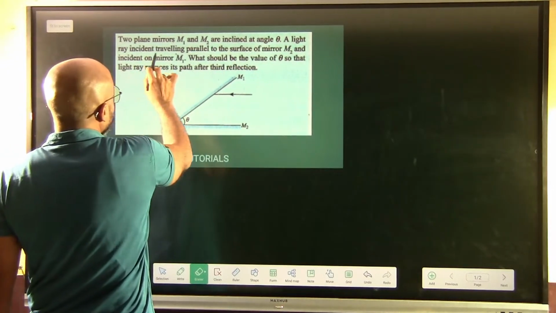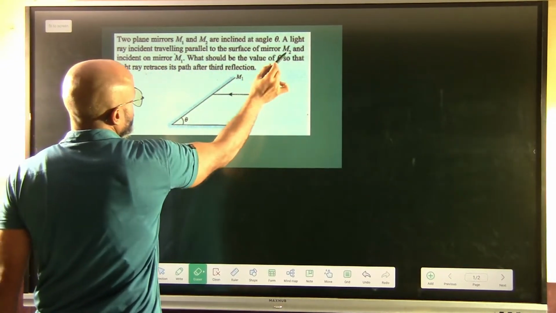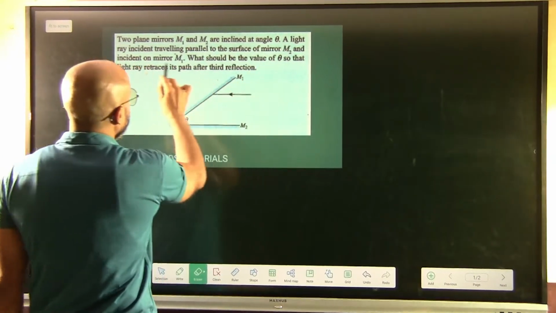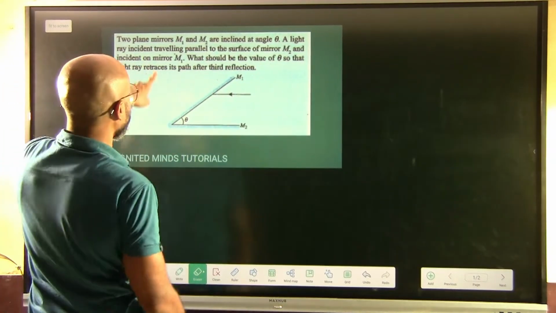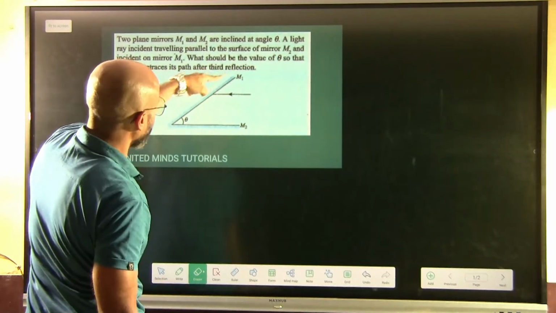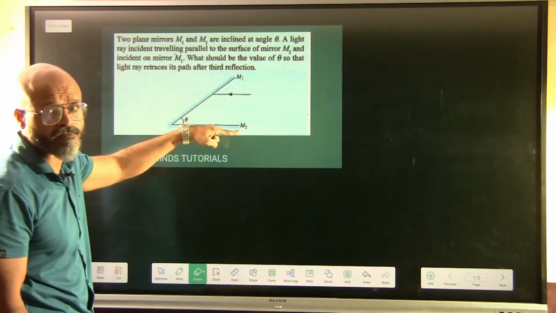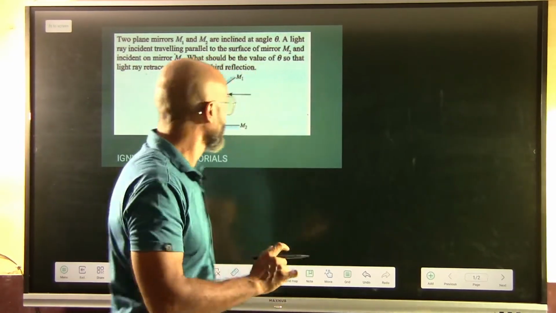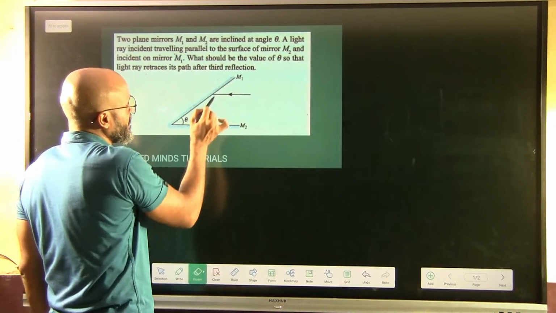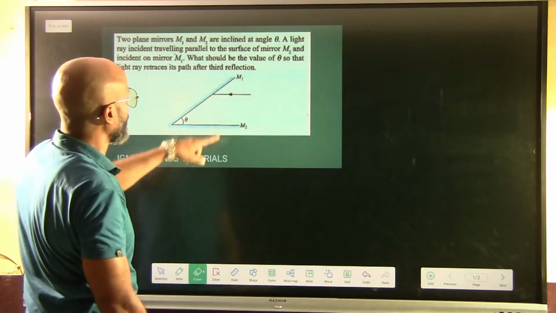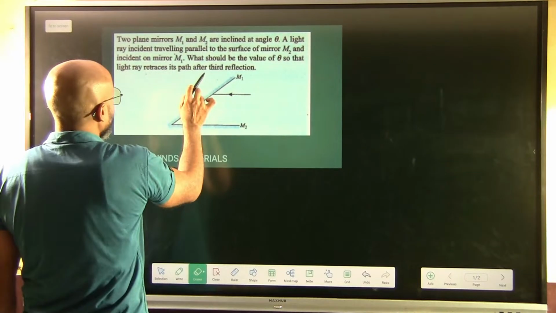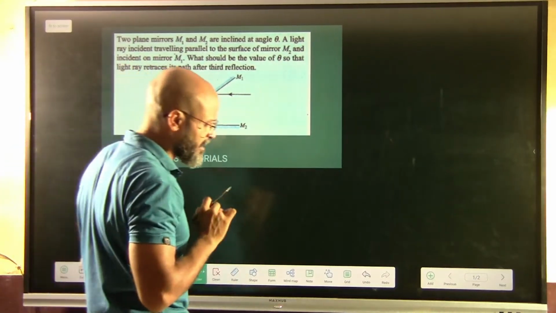A light ray is incident, traveling parallel to the surface of the mirror M2, and strikes mirror M1. So this is M1 and this is M2, both of them inclined at an angle of theta. There is a line which is parallel to M2 and striking M1. What should be the value of theta so that the light ray retraces its path after the third reflection?